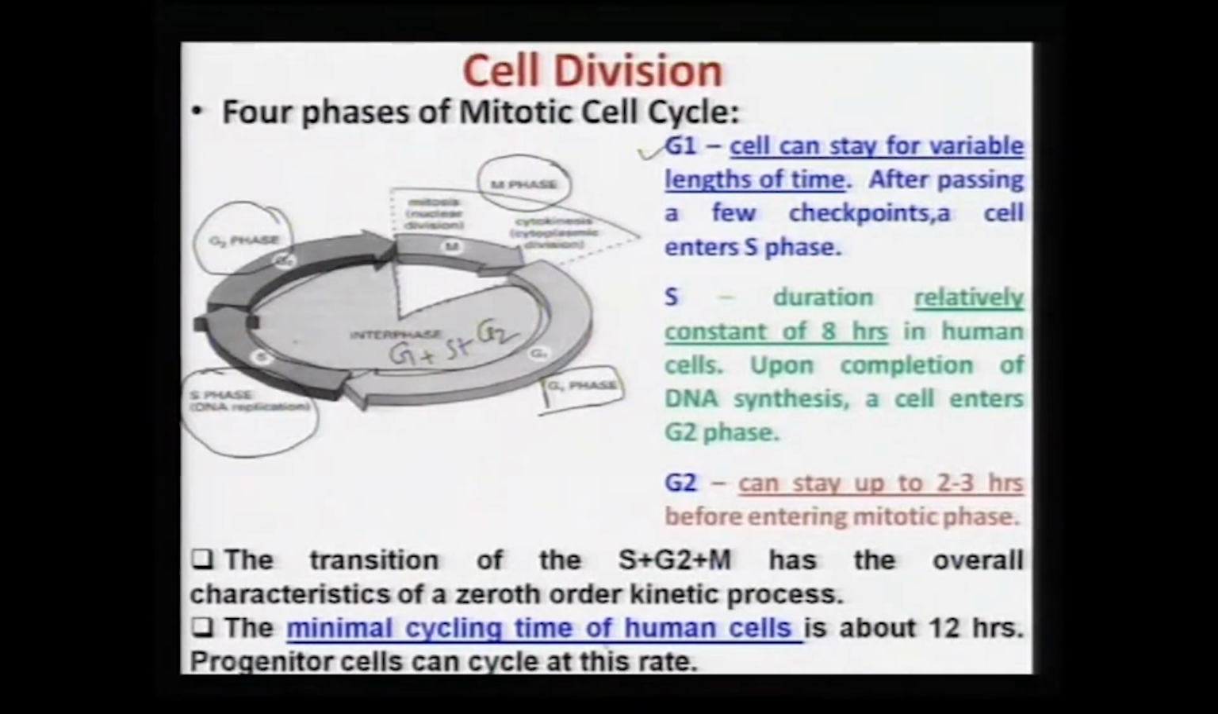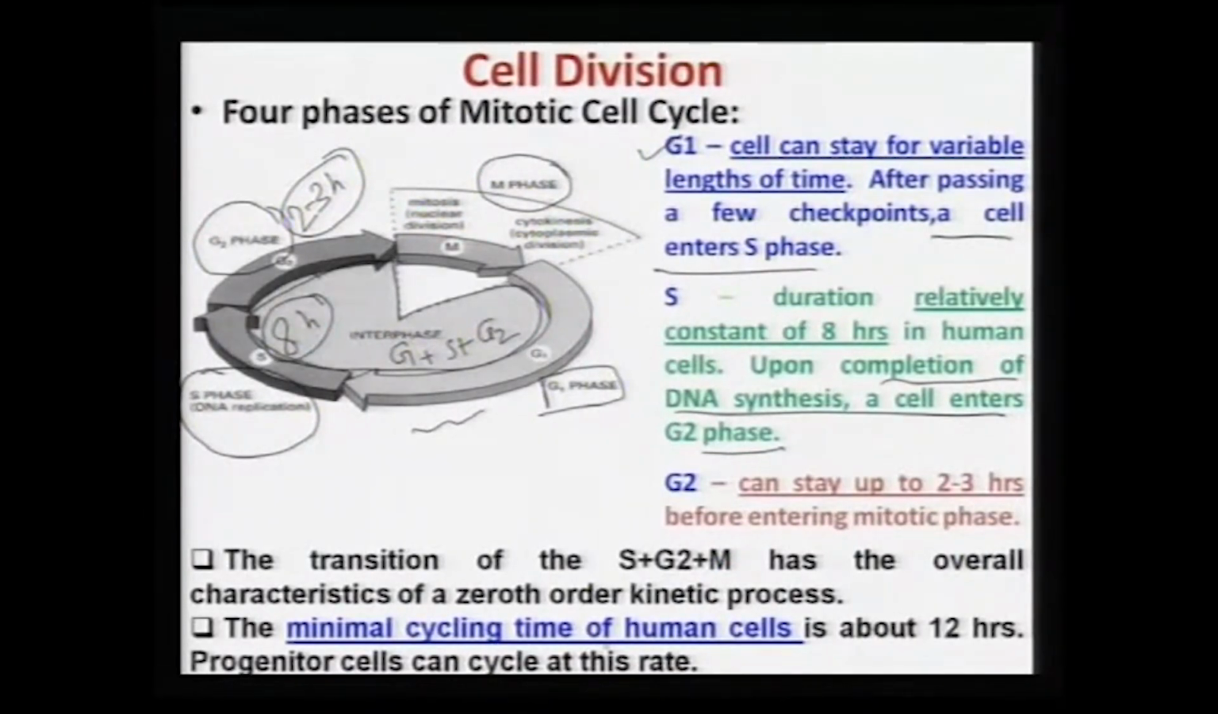In G1, cells can stay for variable lengths of time. After passing a few checkpoints, a cell enters the S phase, and the S phase duration is relatively constant, about 8 hours. Upon completion of DNA synthesis, a cell enters the G2 phase, where it can stay for 2 to 3 hours. So G1 can be variable, S phase is 8 hours, G2 is 2 to 3 hours, and the transition of S plus G2 plus M has the overall characteristics of a zeroth order kinetic process.